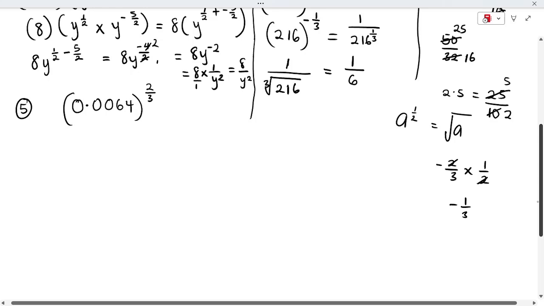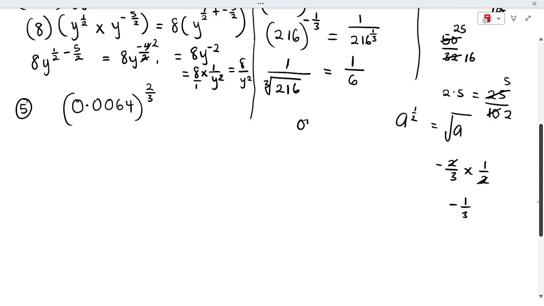However, what if I want to solve it some other way? Same question. Let me say or. I always tell people there are different ways to kill a rat or catch a rat. Depends on your choice. So you have 216 raised to the power minus 2 over 3.